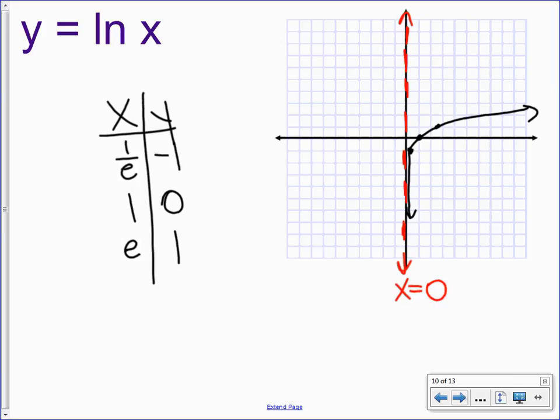When we're talking about logarithms, that's where we're going to put them because they are inverses of exponentials, and so the x's and y's switch places. So we'll do that with our logarithm graphs.